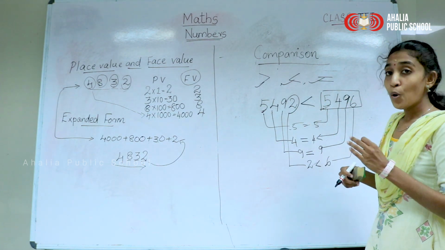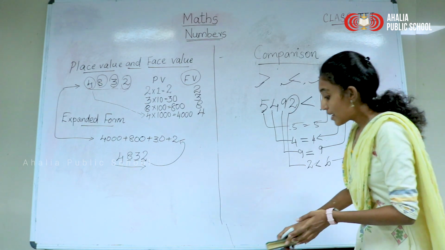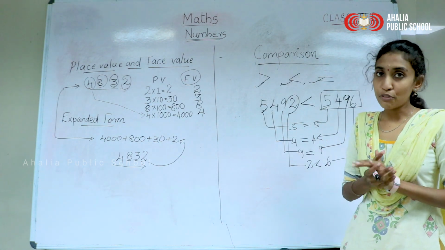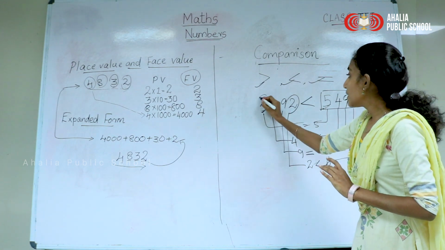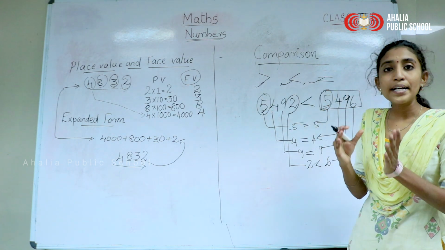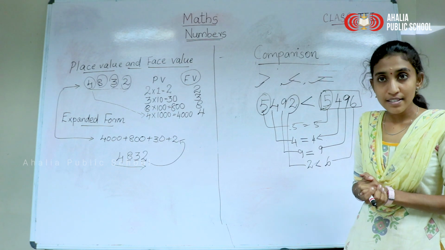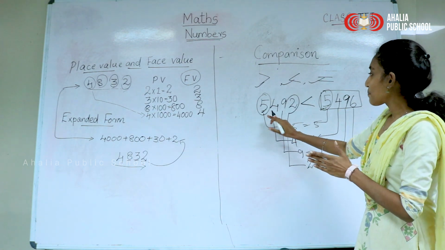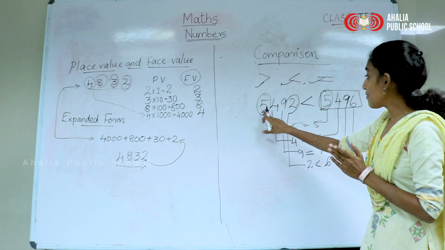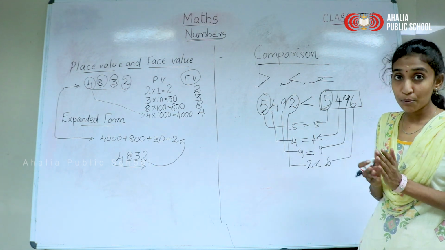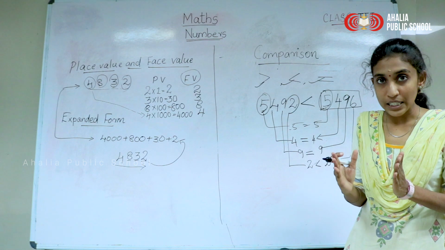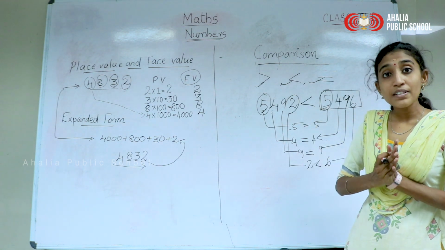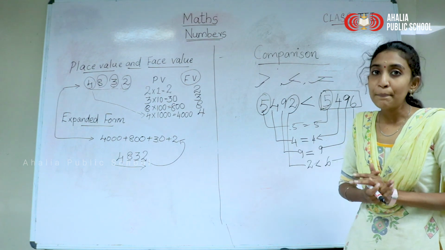Okay, I hope you all have understood the concepts. Let me tell you once again. To compare numbers with an equal number of digits, we will do comparisons one by one. If 5 is equal to 5, that is, if both digits are equal, we will move to the next digit, to the next place.